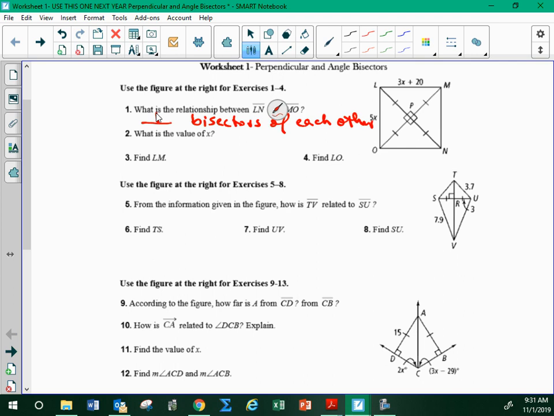Okay. So again, our perpendicular bisector theorem says any point that lies on our perpendicular bisector is equidistant from the endpoints. Number two says, what is the value of x? Now, if I look, these two pieces have an expression for x. Here's my segment, and this is a perpendicular bisector, right? That's what we just said. So if this is a point on my perpendicular bisector, the distances from there to the endpoints are the same. So because of my perpendicular bisector theorem, I can state 5x equals 3x plus 20. L is a point on my perpendicular bisector, so it is equidistant from the endpoints.